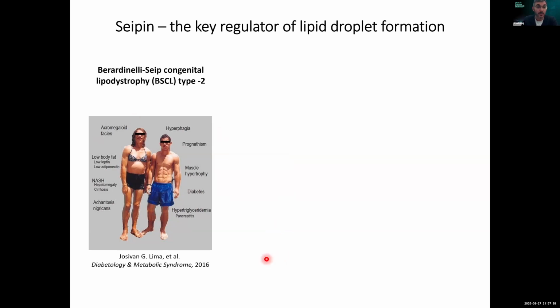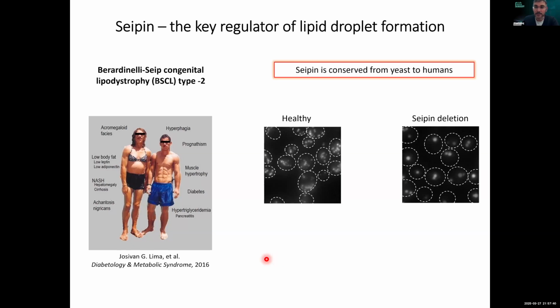Now, seipin is conserved from yeast all the way to humans, and it's also found in plants. If you look at these yeast cells here, you can see healthy cells with a lot of little spots. There are the lipid droplets. If we delete seipin, we get a really striking phenotype. We get 1 or 2 supersized lipid droplets per cell. You can also get small and clustered ones. In human cells, you usually see small and clustered lipid droplets. This really depends on the cell type and also, of course, what the cells are eating, so what media they're in and what we're feeding them.